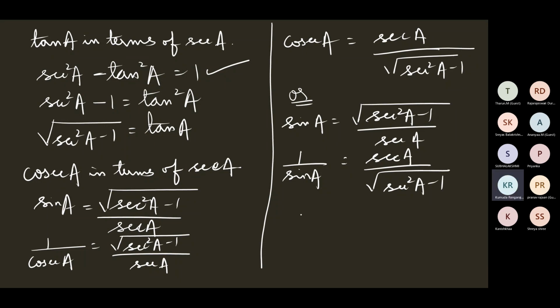Now, what is 1 by sin A also equal to? The equivalent of 1 by sin A is cosecant A. So since you've written the LHS as it is, meaning the equivalent, write the RHS also as it is. You're not taking reciprocals now. So it will be secant A by the square root of secant square A minus 1. Is this understood, children?